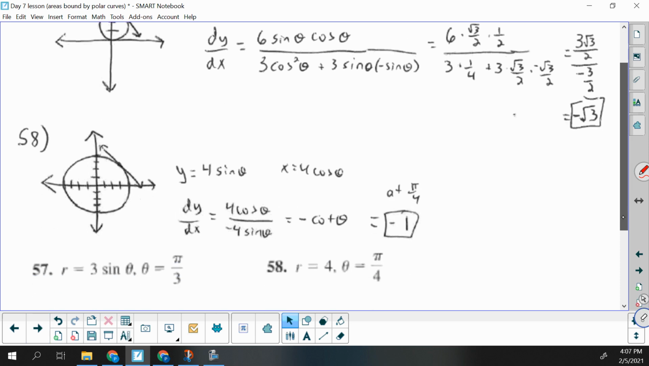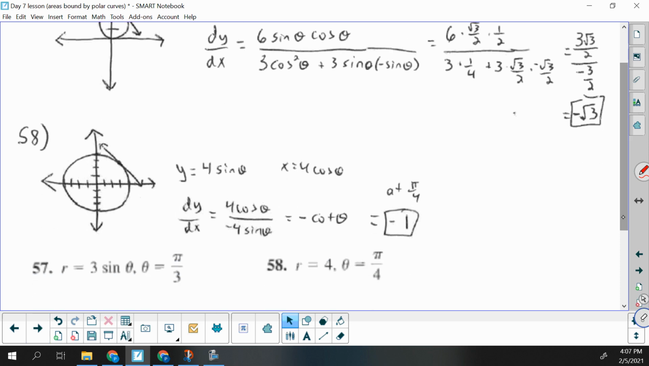58, your radius was just 4, so we had 4 sine theta, 4 cos theta. The derivative was pretty quick. We get a negative cotangent theta. At pi over 4, your adjacent over your opposite would be minus 1 over 1, so we just get negative 1. And that slope looks reasonable based on the tangent line we drew from the graph.